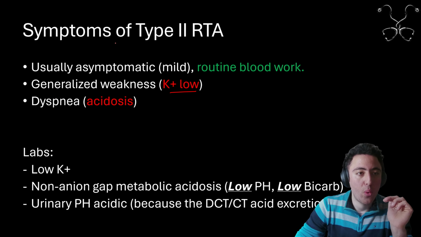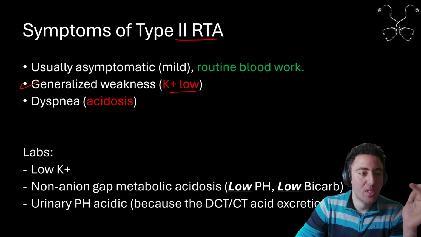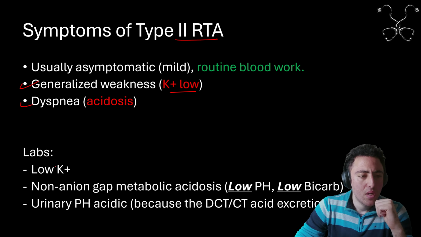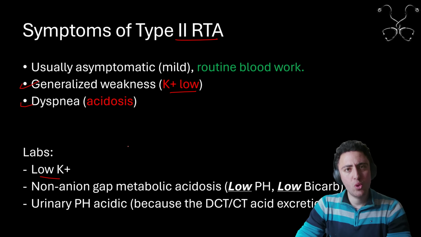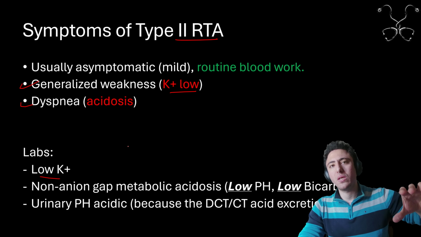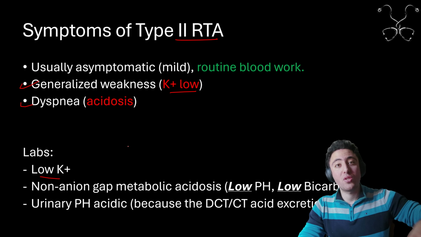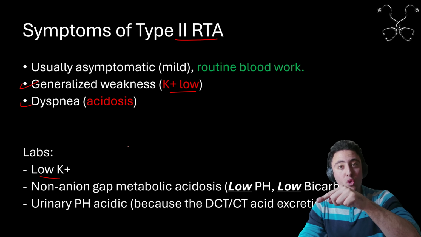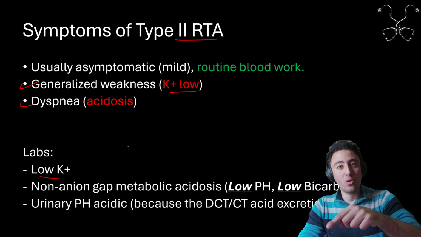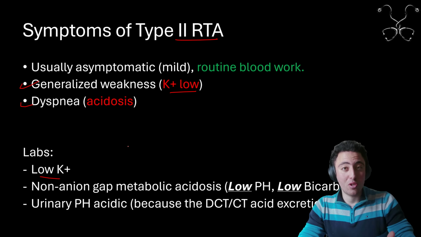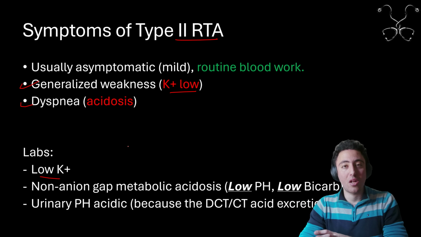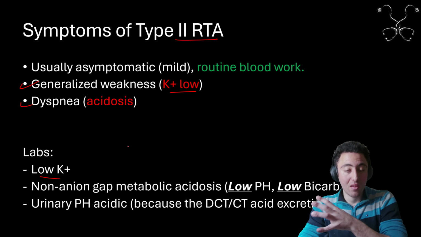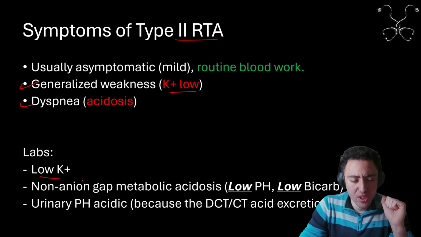So those are the symptoms if he presents with symptoms. Any patient with RTA basically presents with generalized weakness and dyspnea. What about the labs? Low potassium. Why? We just said that when you cannot reabsorb bicarbonate, you also cannot reabsorb sodium. And when you cannot reabsorb sodium, sodium excretion increases. And when sodium excretion increases, potassium excretion also increases because of the sodium-potassium pump in the collecting tubule. So you get low potassium.